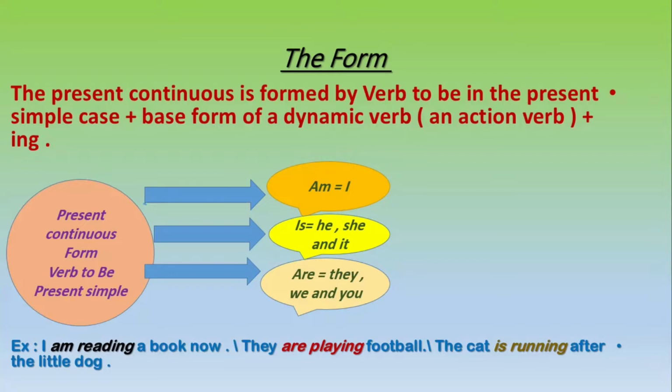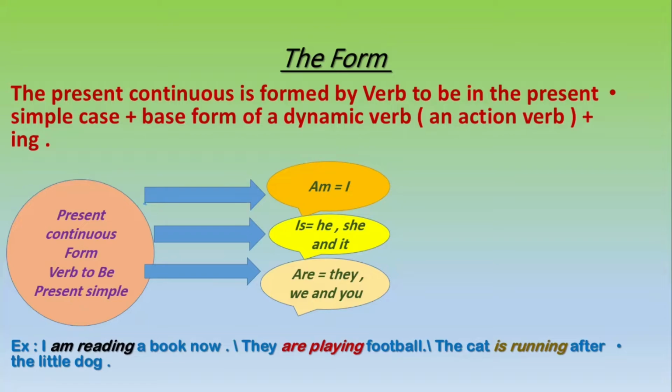And is running: is plus run with double n, because the final consonant is preceded by a vowel, so double n plus ing, and so on. I'm reading, are playing, is running: am, is, or are plus a base form of a dynamic verb plus ing, or am, is, or are plus the present participle of a dynamic or action verb. This is the main form of the present continuous or present progressive.